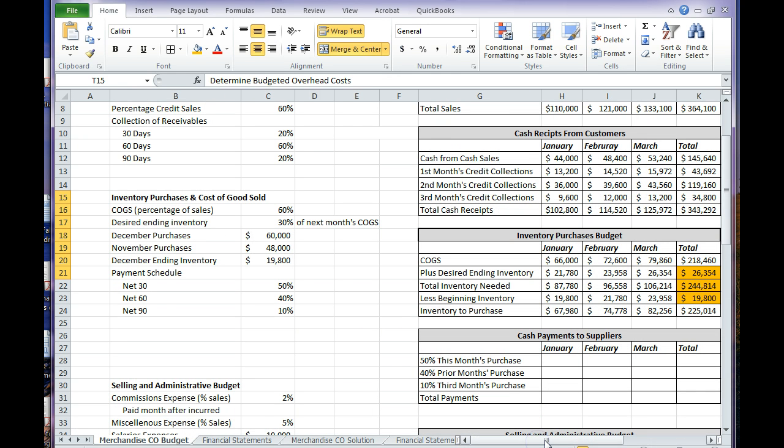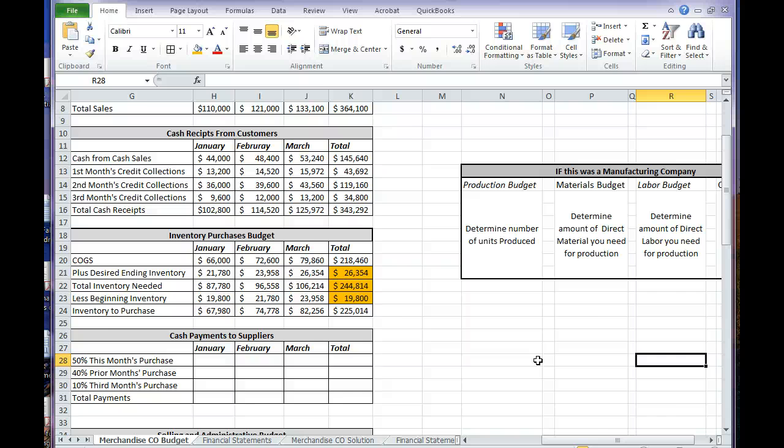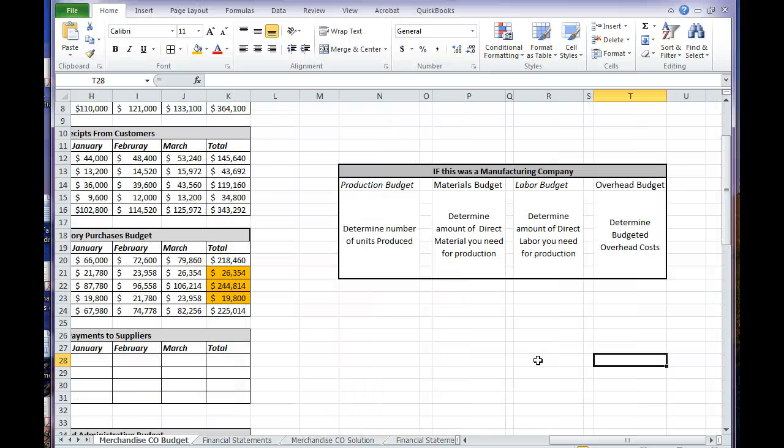It's actually kind of a travesty that the textbook starts you with the really complicated one first, and then the appendix buries the merchandising company. But that's what it is. That would be the big difference between a merchandiser and a manufacturer: you don't have to do these four budgets, which is nice.